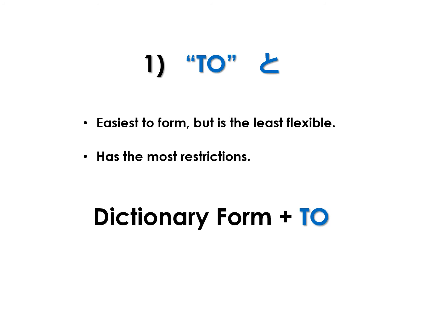To form the to construction, simply add to to the dictionary form of a verb and i adjective. For na adjectives, pronouns, and nouns, you add to the verb to be, da, to form dato. The negative conditional comes from the nai form of verbs, adjectives, pronouns, and nouns, and to them you add to to form nai to.